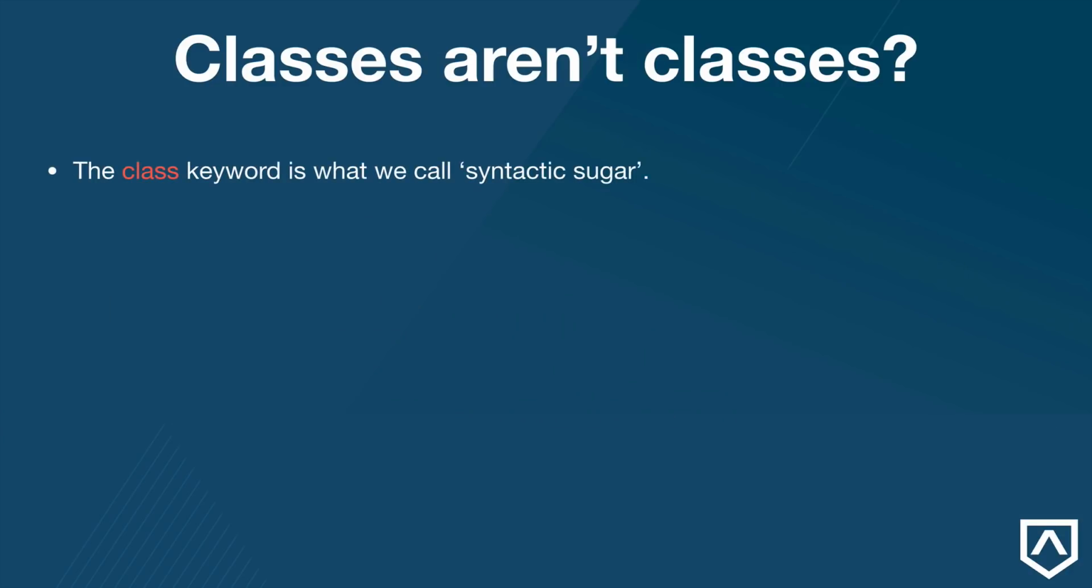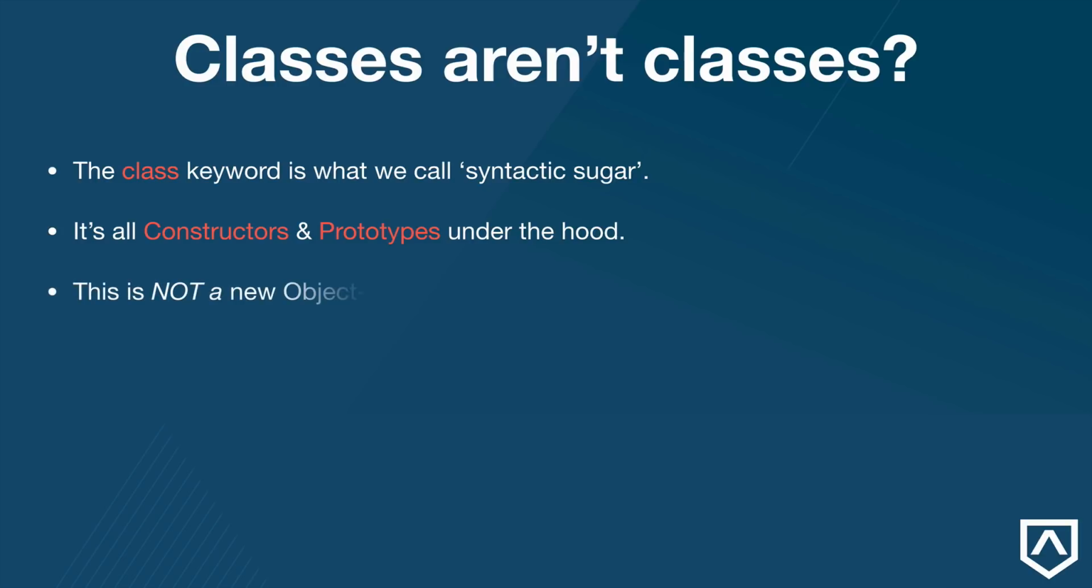The class keyword is simply syntactic sugar. What we mean by this is it's an abstraction on top of constructor functions. So it's constructors and prototypes under the hood. It's all constructors and prototypes all the way down. That's how the class keyword works, and you already know all about how it works.